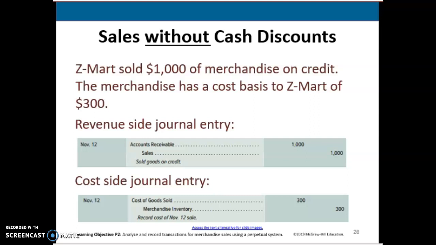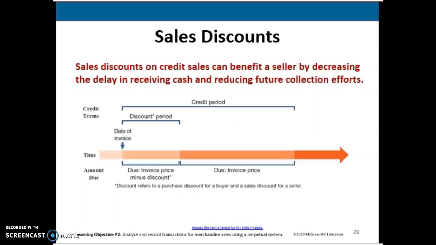To do that, we're going to use a new expense account called cost of goods sold. So we're going to debit cost of goods sold for the amount that we paid for it, that $300, and we're going to credit merchandise inventory to reduce the inventory on hand because we've sold that inventory, so we no longer have it as an asset. So we're going to credit merchandise inventory for the cost we paid for it. So those are the two transactions we have to do for every time we have a sale.